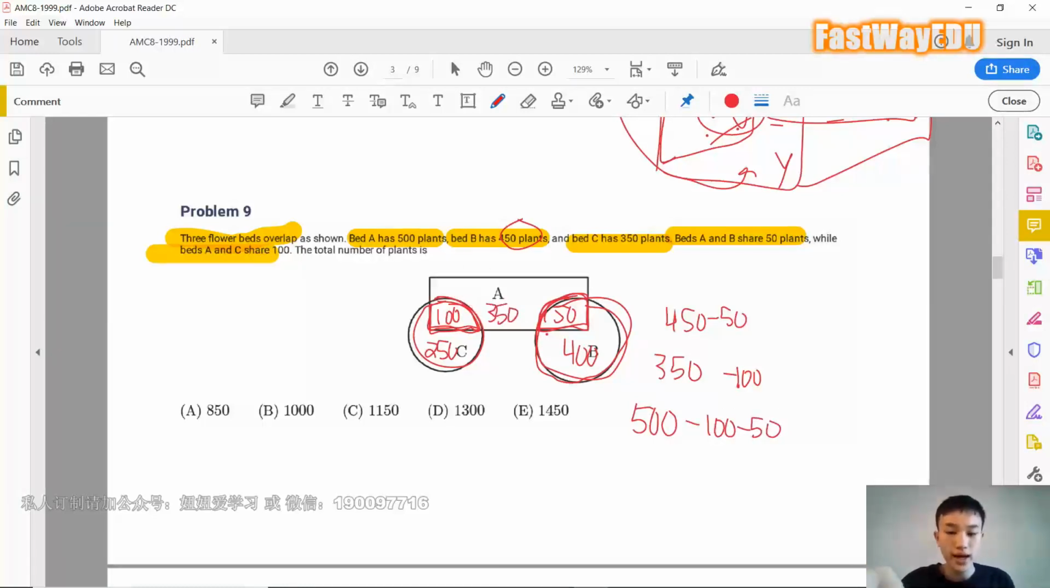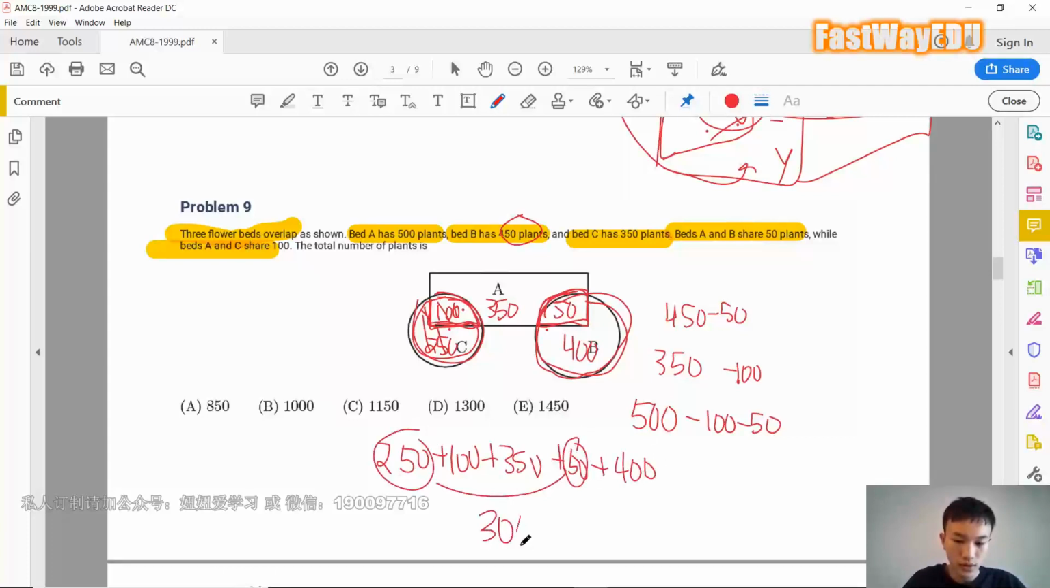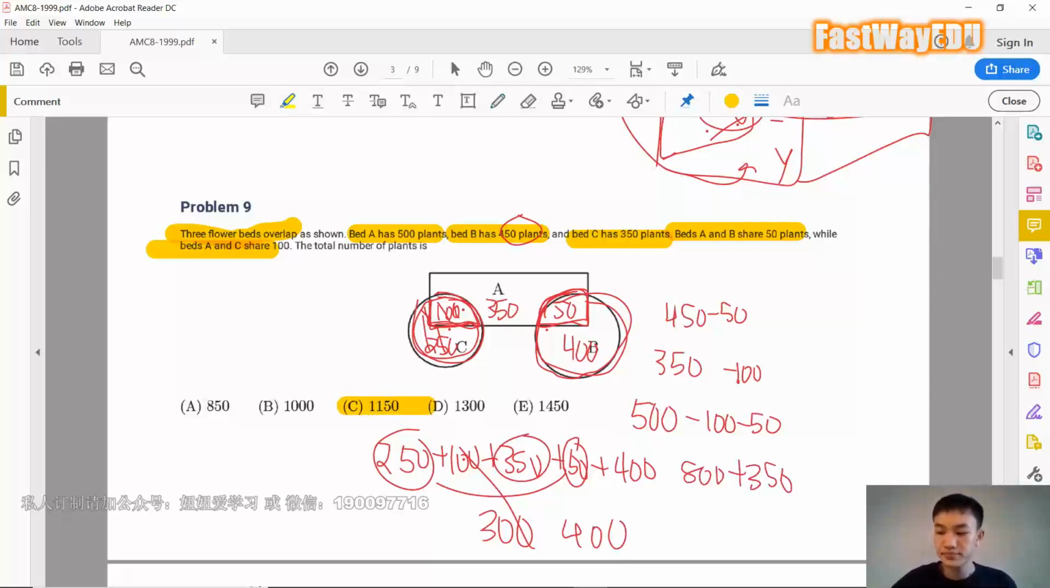So now we can add up all of these individual little regions to get the total number of plants, right? So that's going to be 250 plus 100 plus the 350 plus the 50 plus 400. Let's add it up. 250 plus the 50, that's 300. 300 plus 100, that's 400. 400 plus 400, that's 800. And we still have the 350, so 800 plus 350, that's 1,150. That's answer choice C. That's going to be the answer.